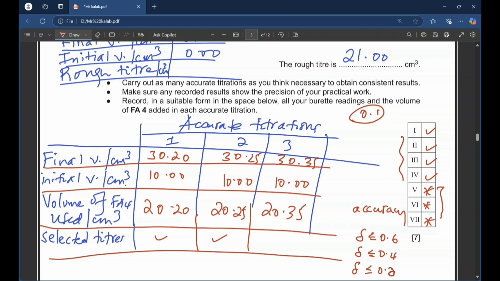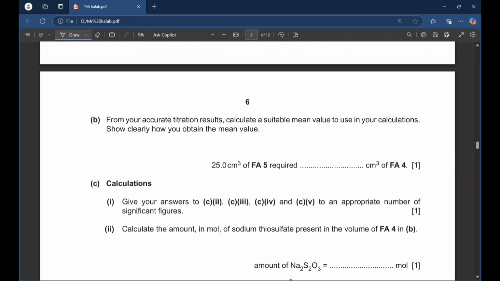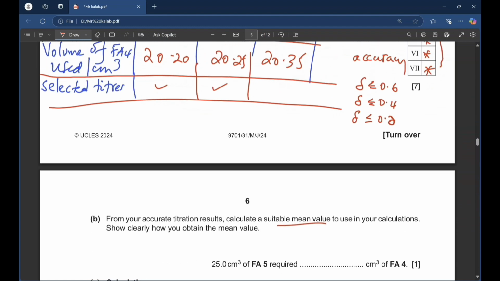Good. Now let's move to the calculations. The first question is to calculate the suitable mean value to use in your calculations. Okay, mean value of the volume. So what do we do? We come to the table. We have selected 2 titers here. We're going to calculate the mean value of these 2 titers.